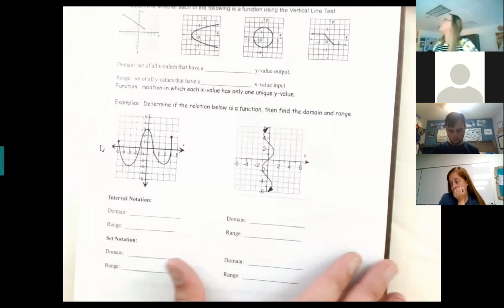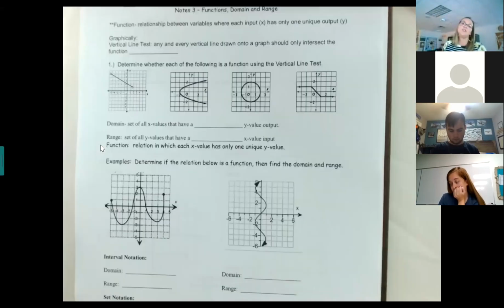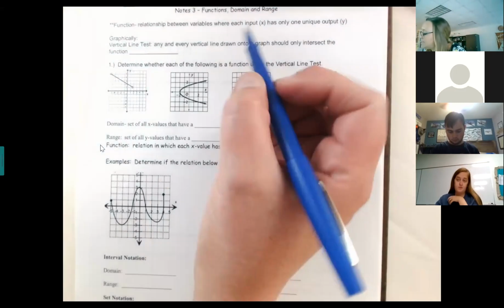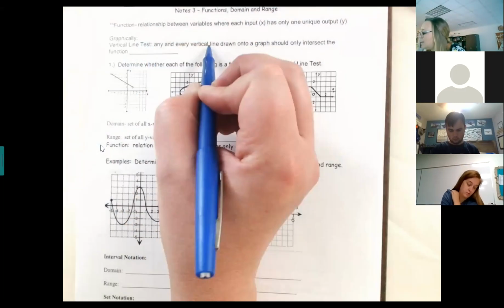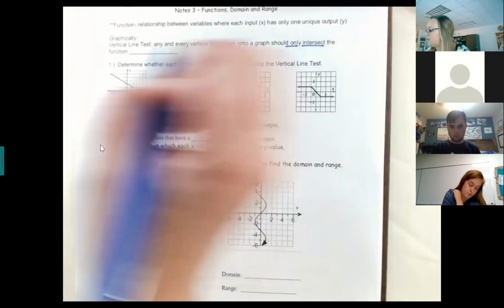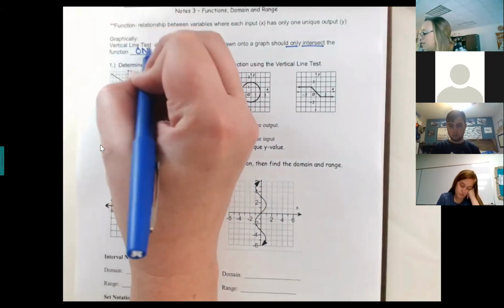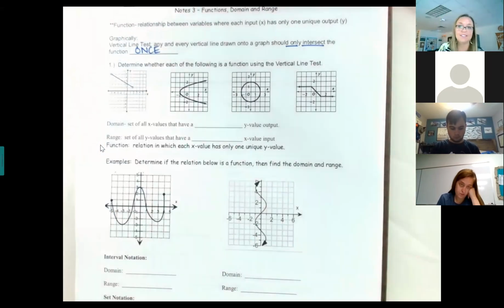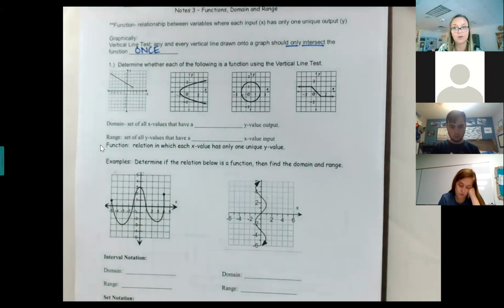The first thing that we're going to define is how you can tell if a graph is a function. A function will always pass what's called the vertical line test. You may have heard it called the pencil test before, but basically it means that if you draw any vertical line, no matter where it is, it should only intersect the function once. It's not allowed to cross more than once. If it crosses more than once, it breaks the rule. It's not a function.